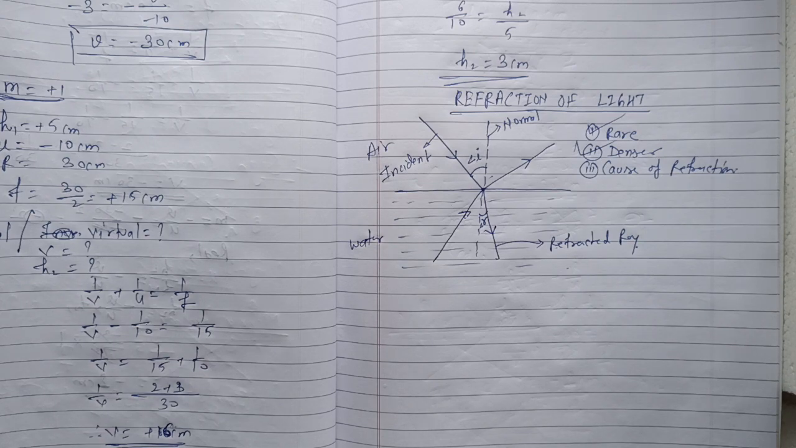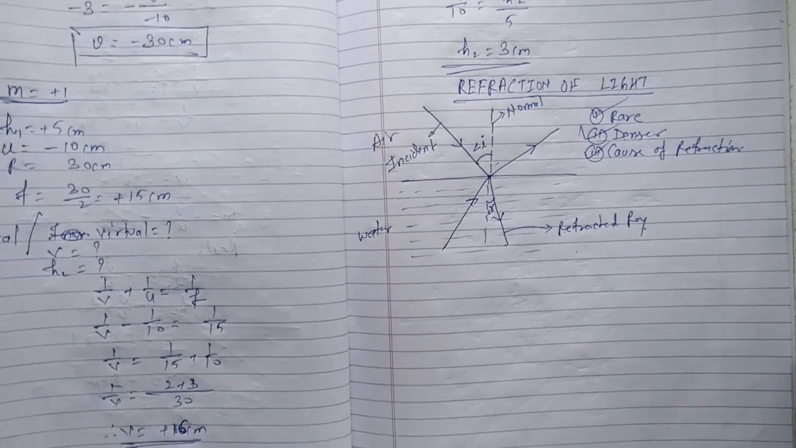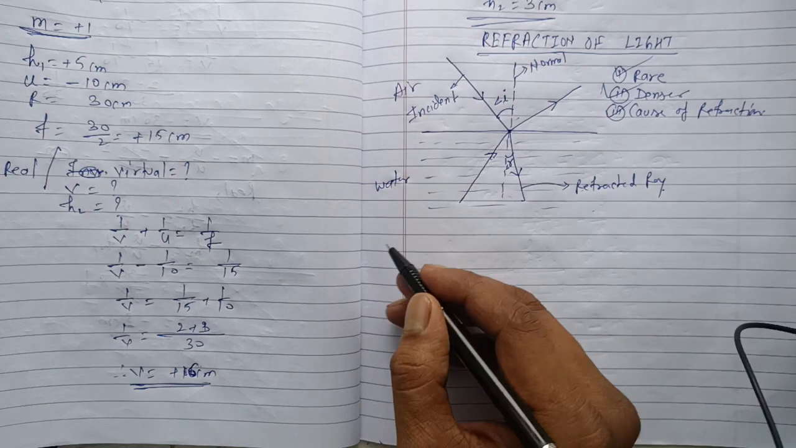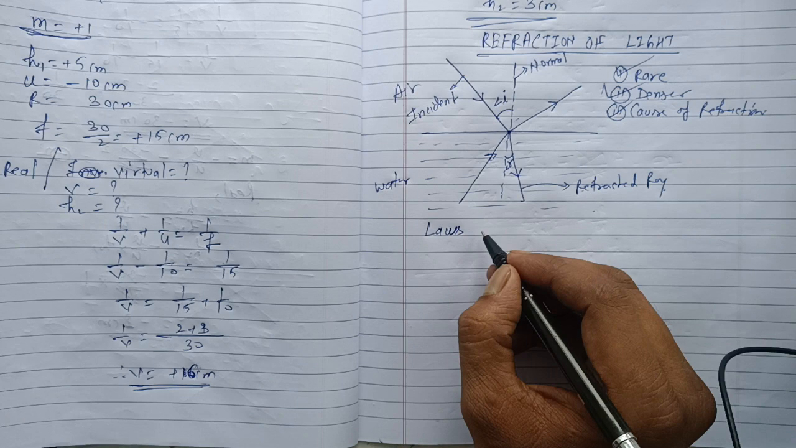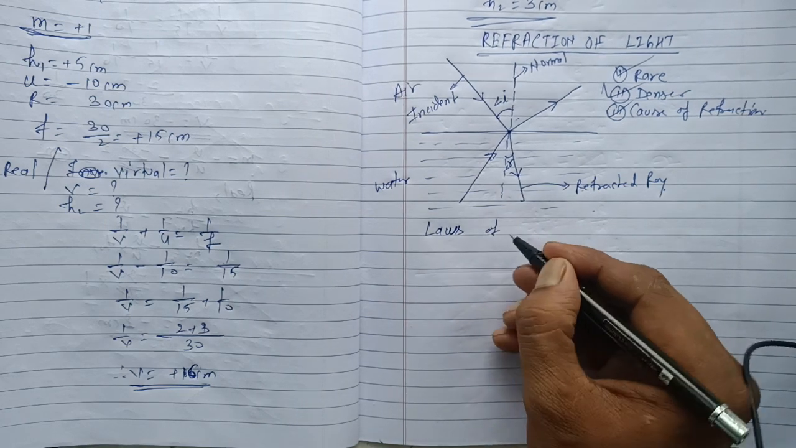So now we can say what the causes of reflection are. I think this is also clear for all of you. Now, as we know, in reflection we had two laws. The first law was that the incident ray, the reflected ray and the normal all lie in the same plane. The second law was that the angle of incidence is equal to the angle of reflection. Similarly, in refraction also we have two laws, but they are not totally similar to reflection.